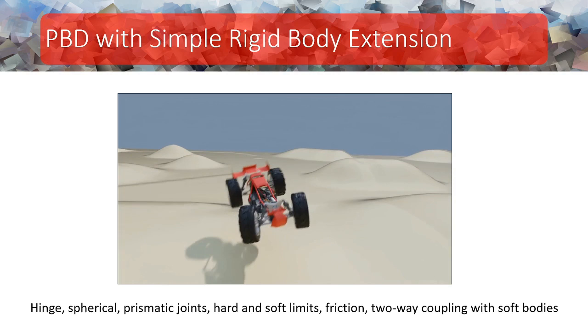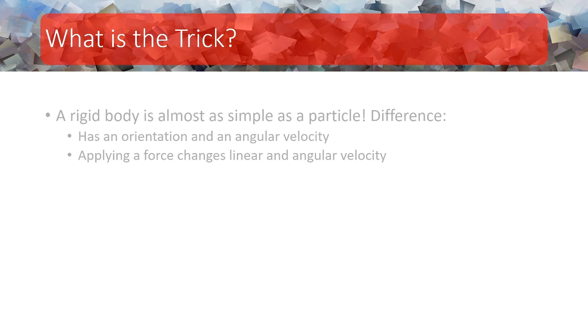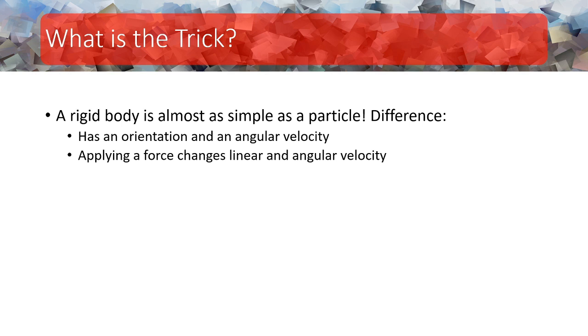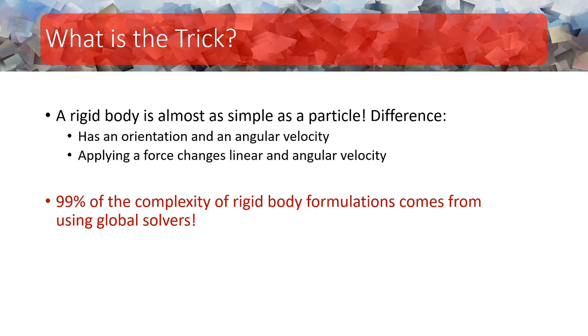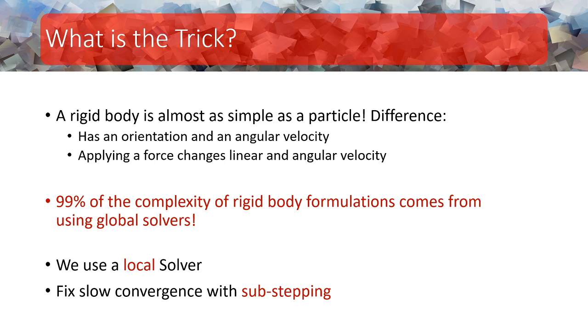So what's the trick? In essence, a rigid body is almost as simple as a particle. The only difference is that it also has an orientation and an angular velocity. And when you apply a force, it changes the linear and the angular velocity. 99% of the complexity of rigid body formulations comes from using global solvers. We use a local solver and fix the slower convergence rate with substepping.